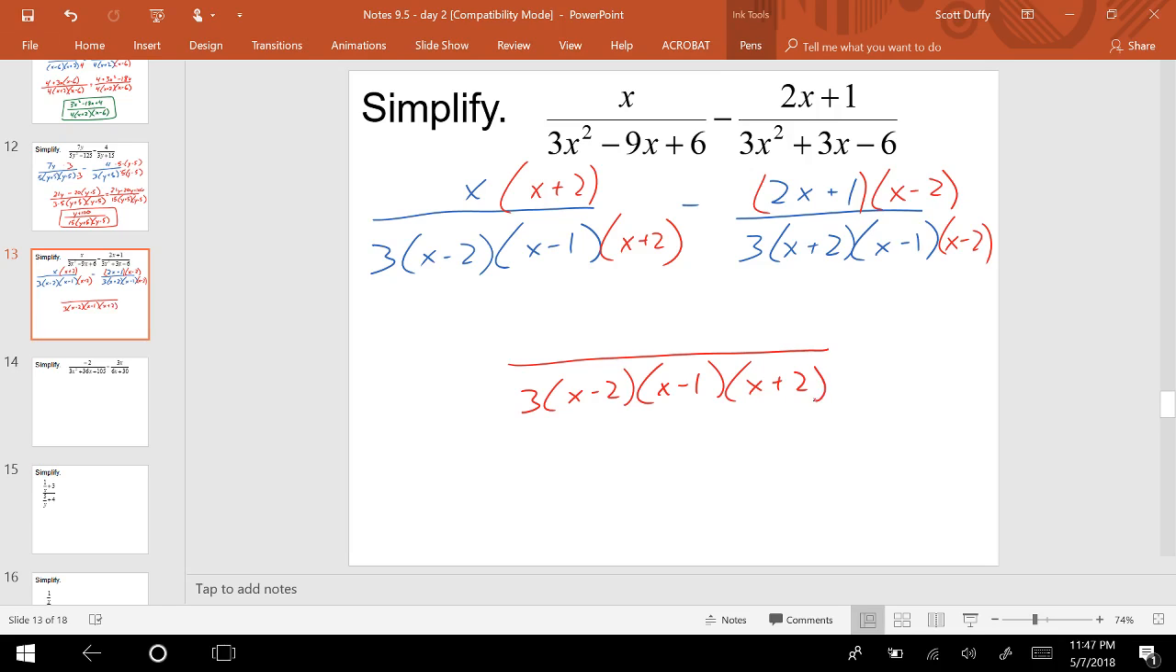The top, we have, let's go through this, x times x is x squared. X times 2 is 2x. Okay, we're taking all of this and then we're subtracting all of this. Now we have two binomials, we have to FOIL this out. 2x times x is 2x squared. 2x times negative 2, negative 4x. 1 times x is positive x. 1 times negative 2 is negative 2.